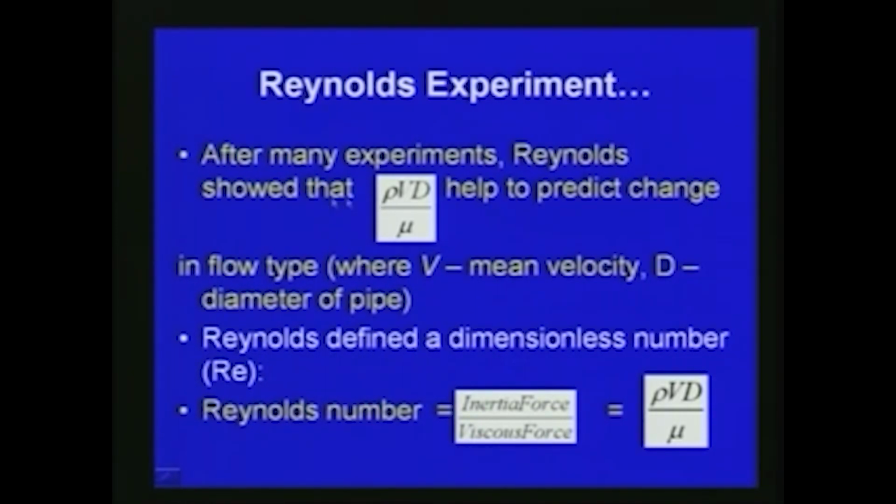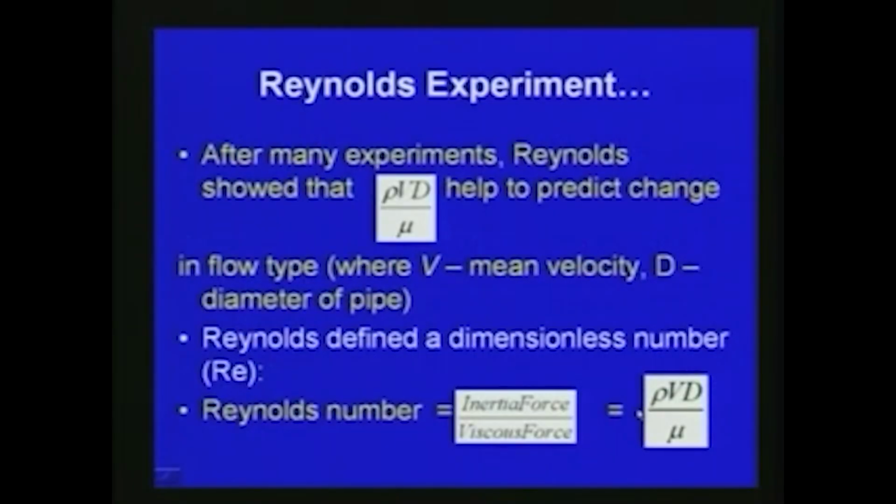Osborne Reynolds defined this number as the Reynolds number, and actually it is the ratio of inertial forces to viscous forces. So the Reynolds number is equal to inertial forces divided by viscous forces, and for pipe flow we can define it as rho V d by mu, where rho is the mass density of the fluid, V is the average velocity, D is the diameter of the pipe, and mu is the coefficient of dynamic viscosity.